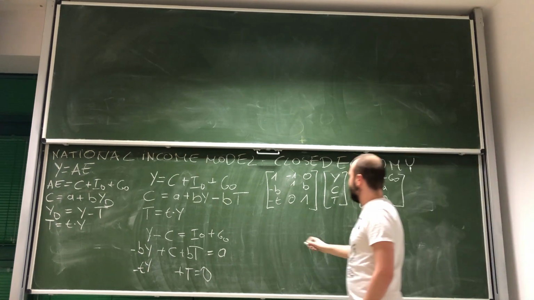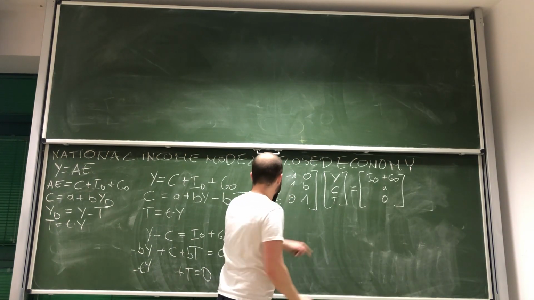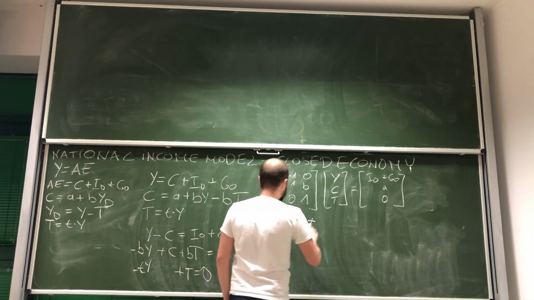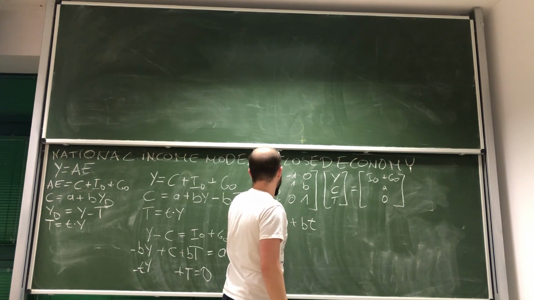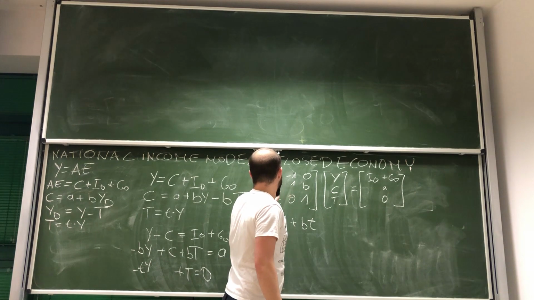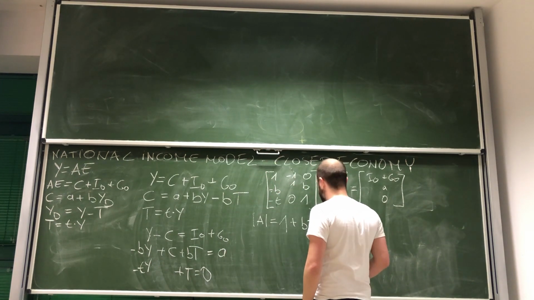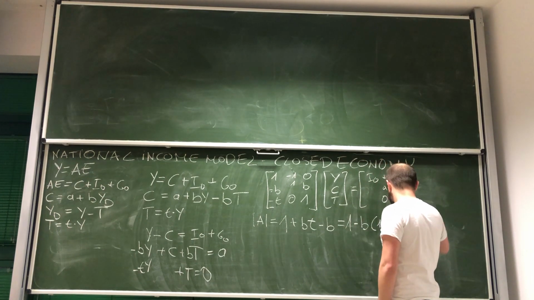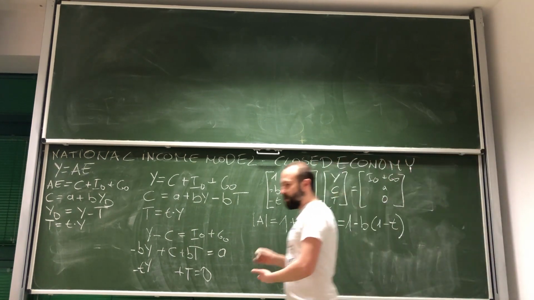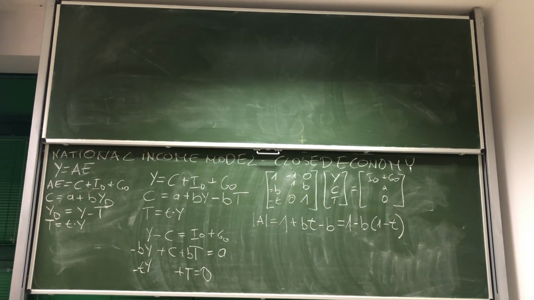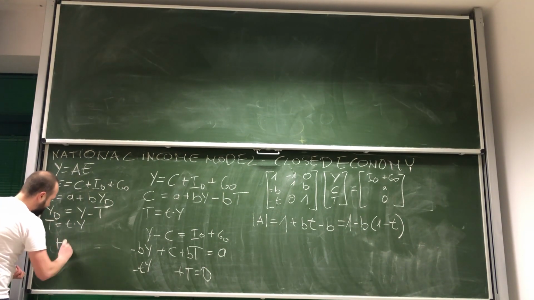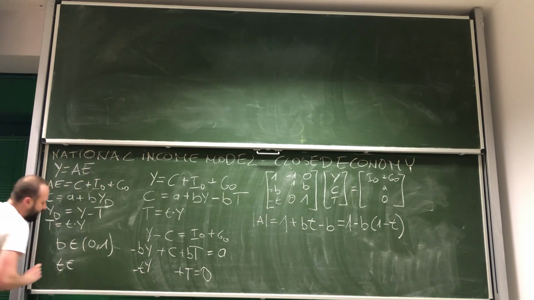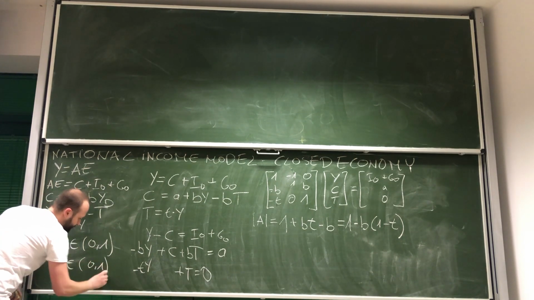Okay, we start by calculating the determinant, which here is 1 minus, so plus b t, then we've got 0, 0, 0, and minus b, which is equal to 1 minus b times 1 minus t. And just to refresh our memory, we remember that b being marginal propensity to consume is between 0 and 1, and t being tax rate is always between 0 and 1.